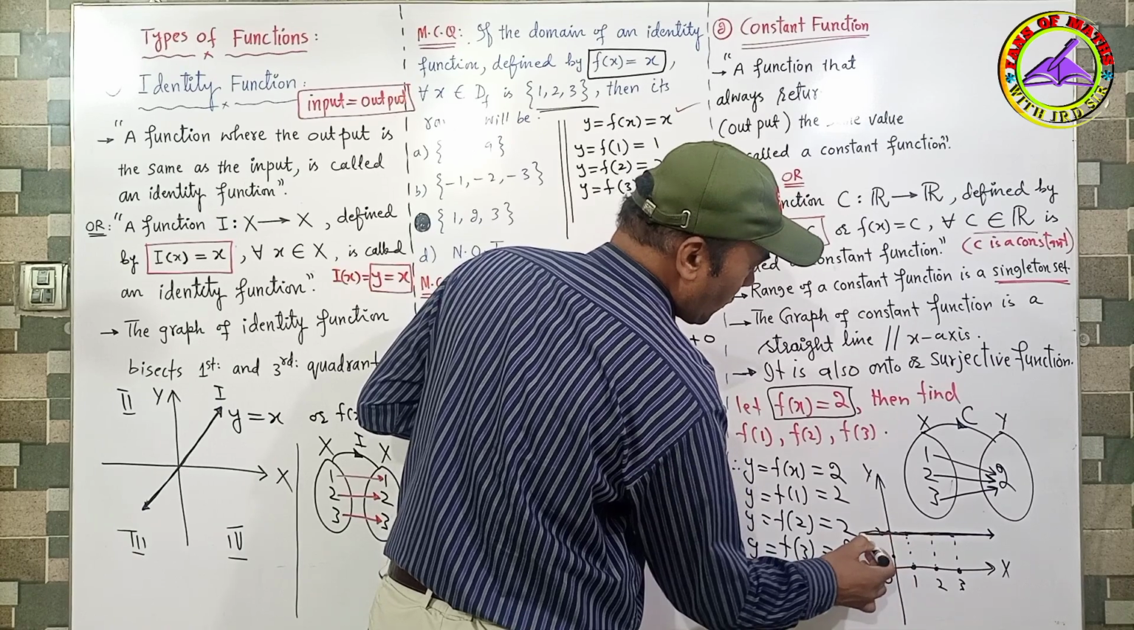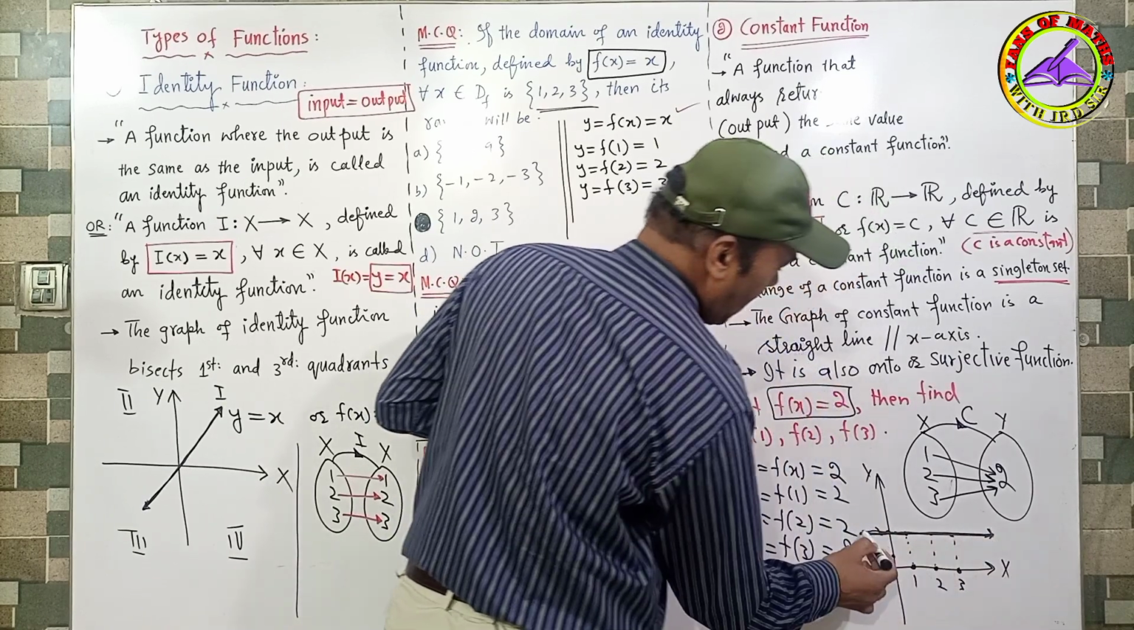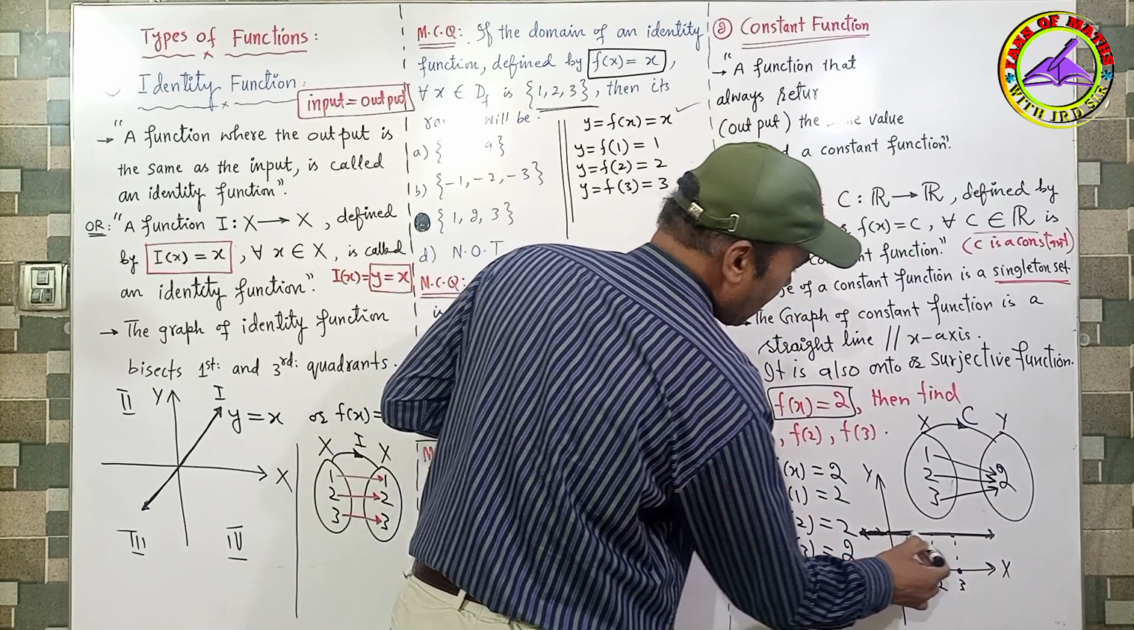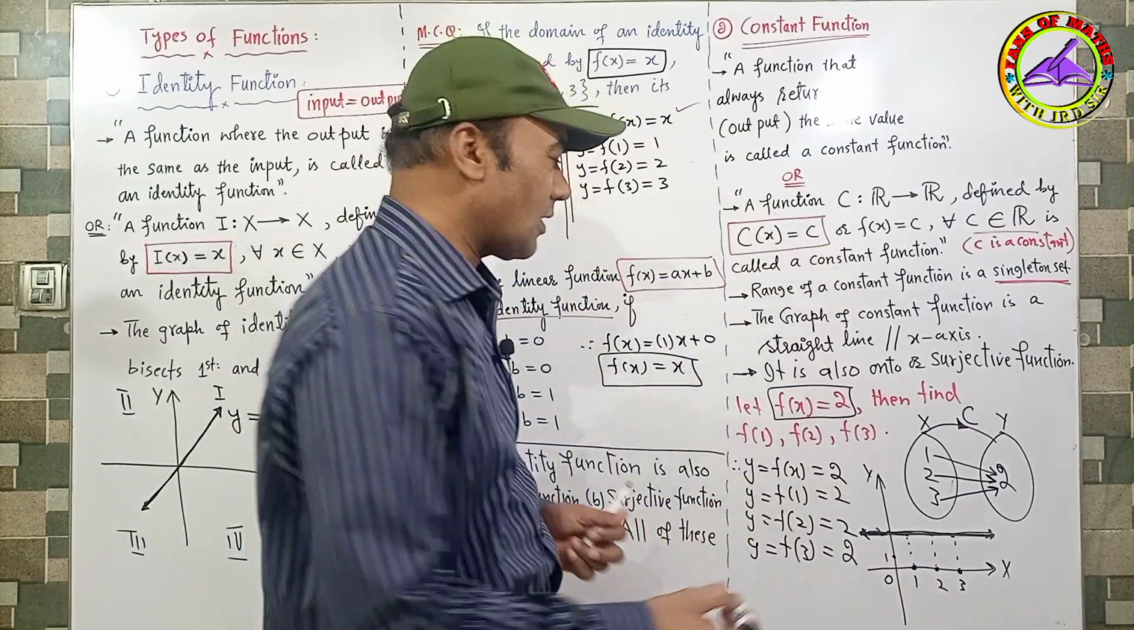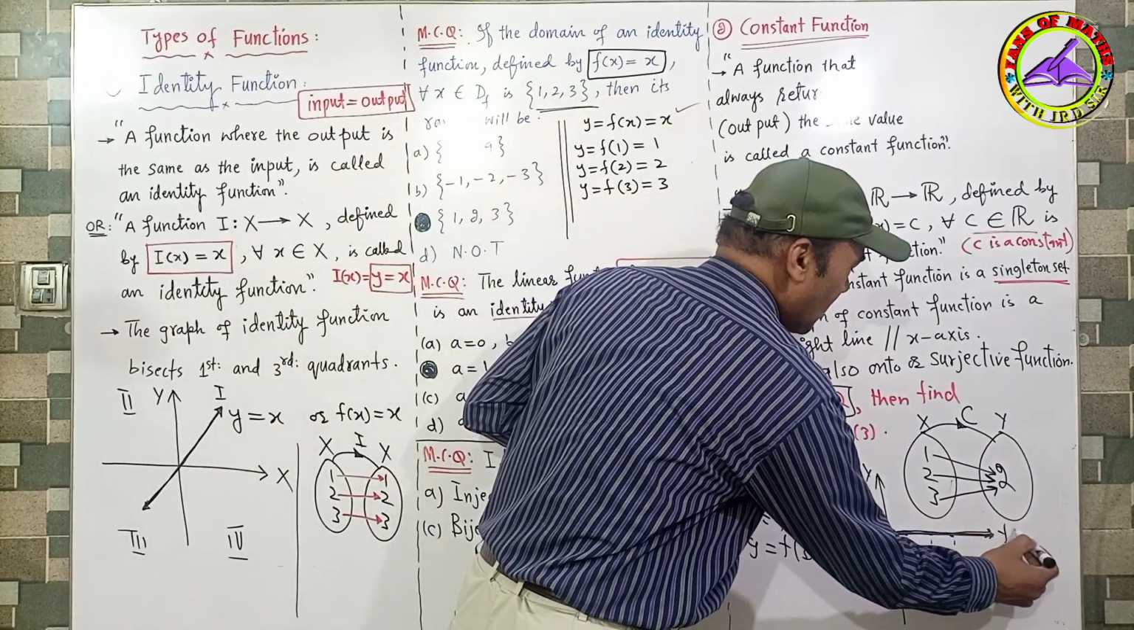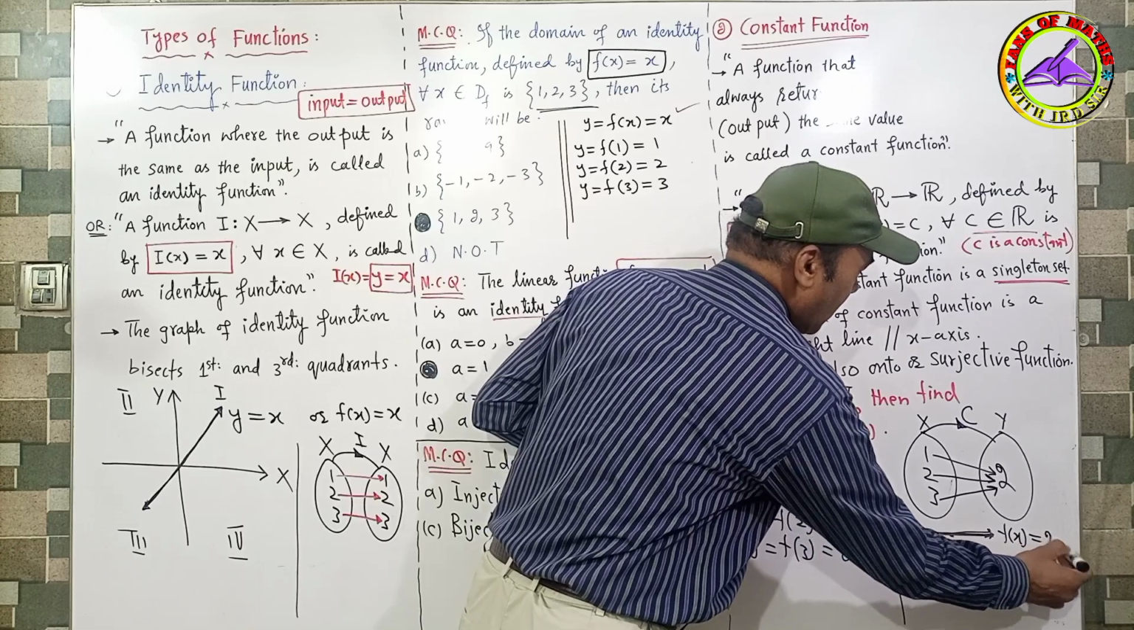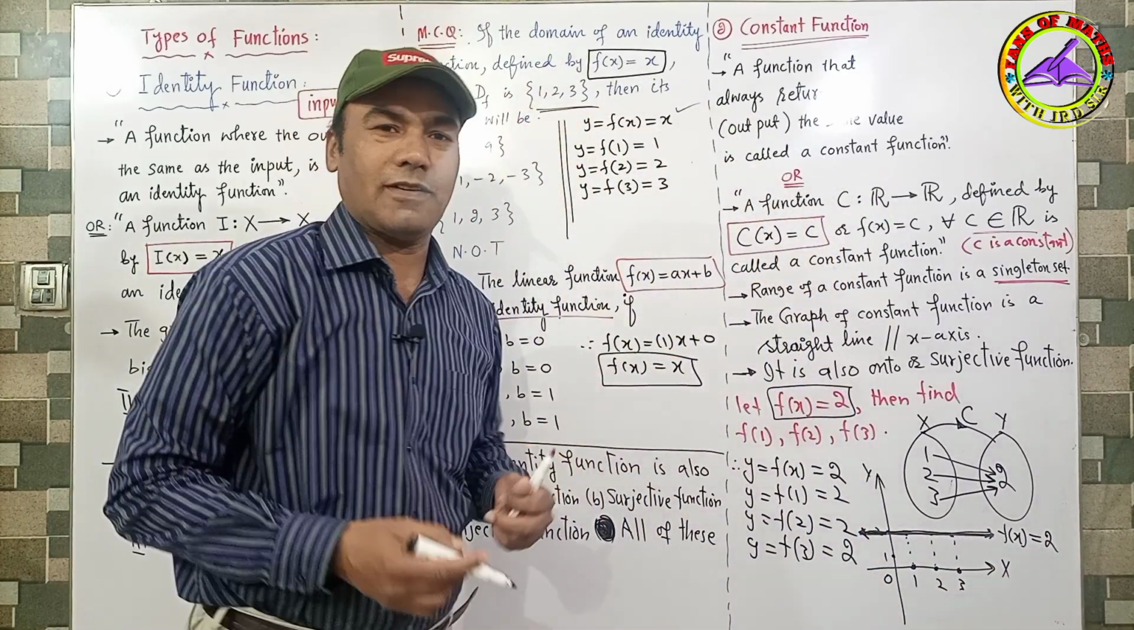दोनों तरफ इसको प्रोड्यूस करो, एक्सटेंड करो, तो you can see there is the straight line. Graph is a straight line but parallel to x-axis. So this is the graph of constant function. And ये आप ऐसे भी लिख सकते हो f of x is equal to 2. So this is the constant function.